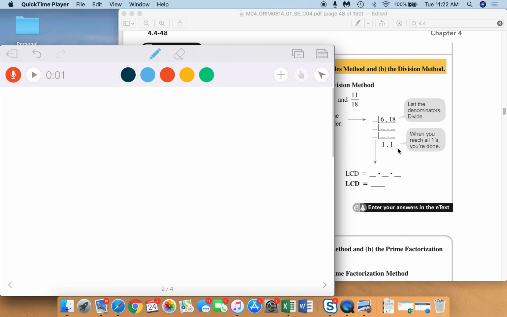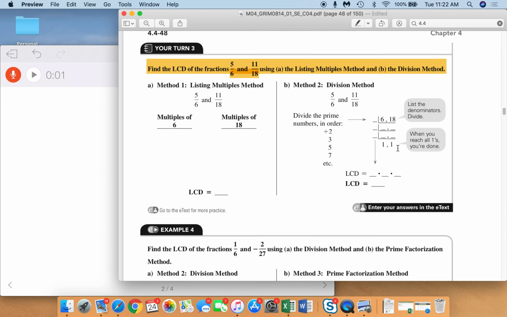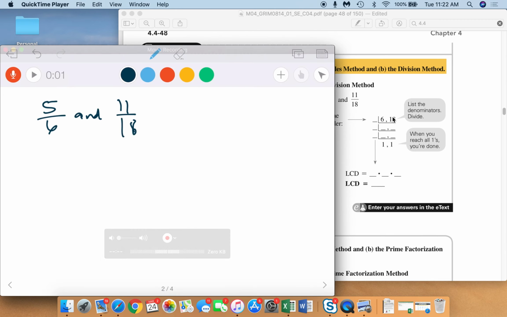So let's go ahead and do our other method. We have 6 and 18. So we're going to use the division method again. So here, I'm just going to write the fractions up here for ease of use, 5 over 6 and 11 over 18. And we're going to use the division method. So let's go ahead and write our prime numbers, right? We have 2, 3, 5, 7, dot, dot, dot. That's a terrible 7. If you thought I had bad handwriting before, try writing on an iPad. All right, so let's go.